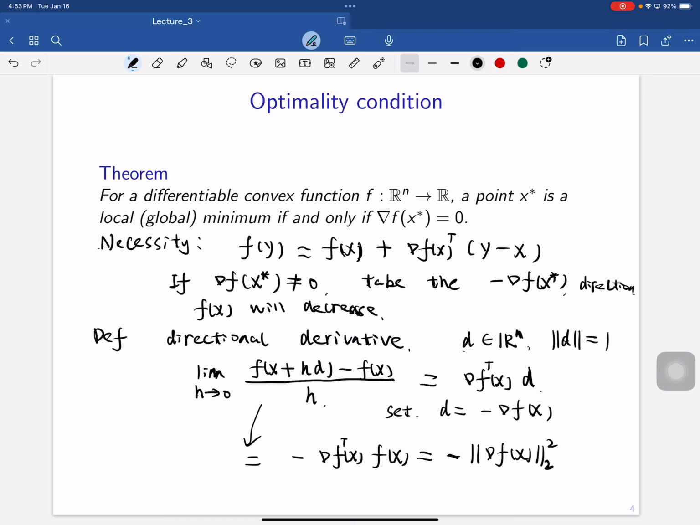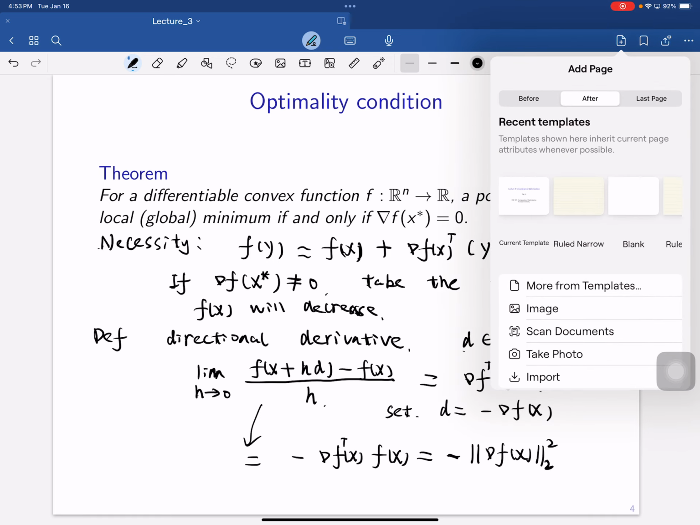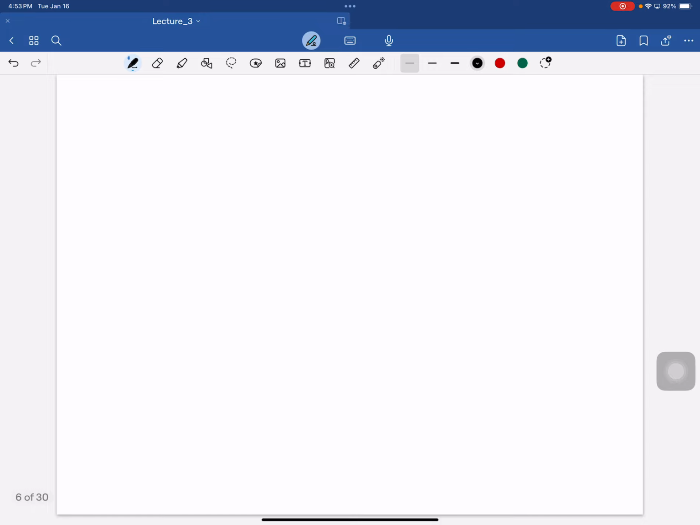Questions here? Okay, so now let's talk about sufficiency. In other words, if the gradient is 0, we have to show x star is a local minimum. Sorry, the gradient equals 0. This is very easy to show from the result we got in the previous lecture.